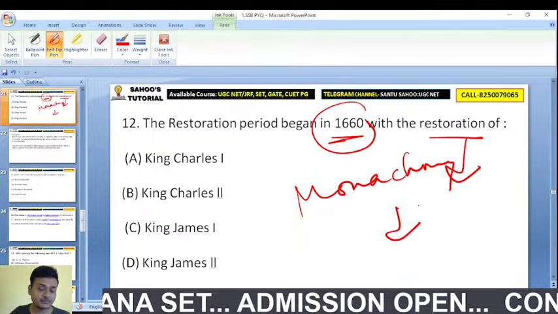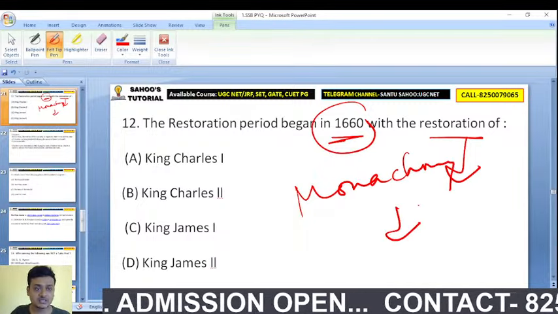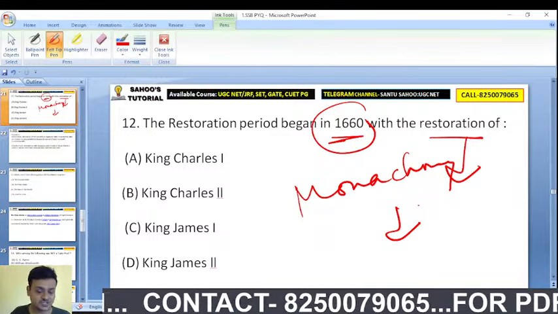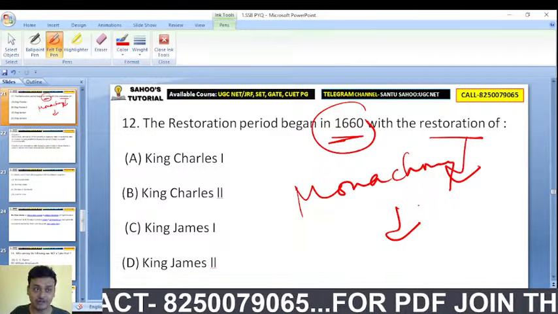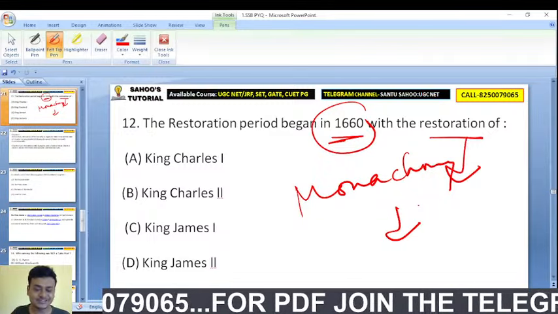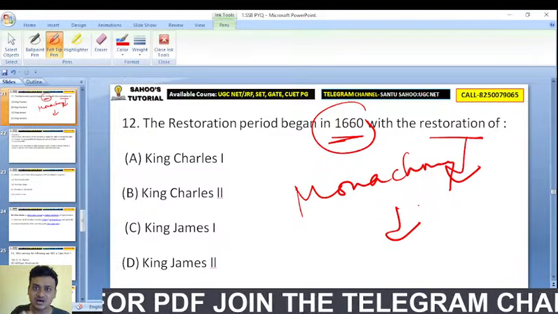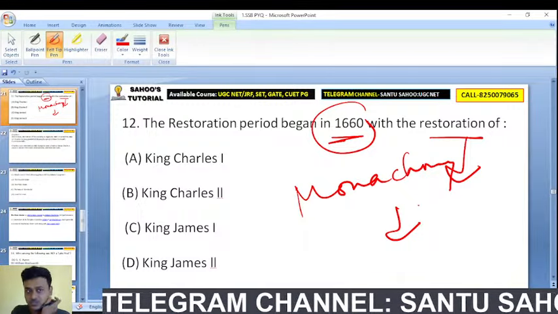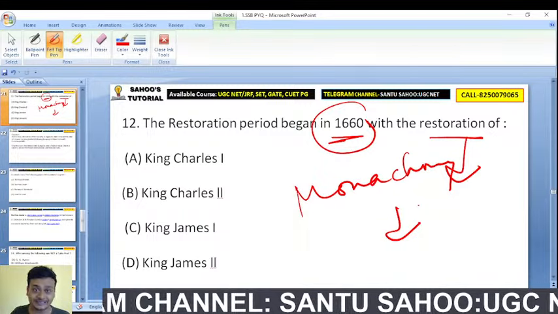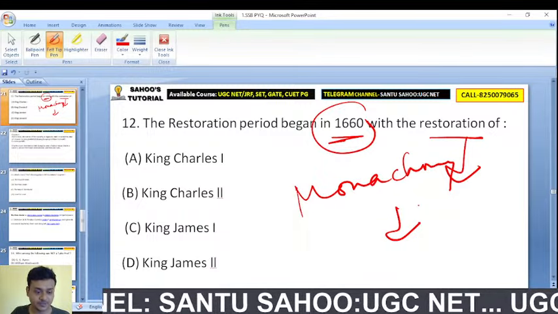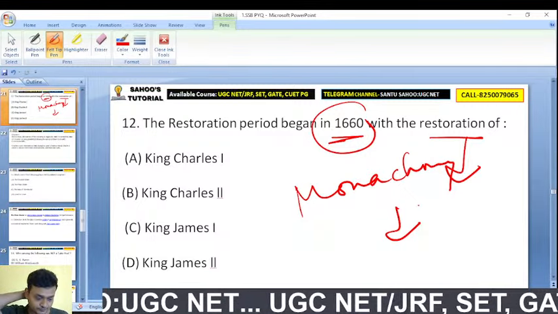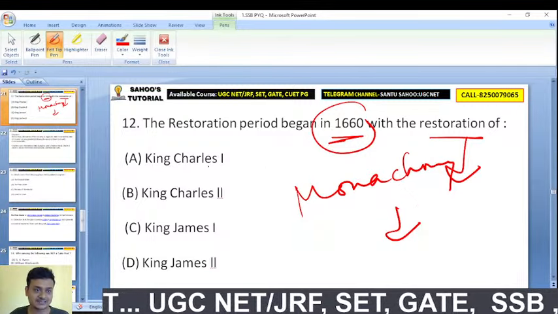Monarchy was restored here, and before that, that king was actually spending his exile in France. He was heavily influenced by the dramas and comedies of French writers. That's why he also entertained them during his period, and he was influenced as well. Yes, it's Charles II.